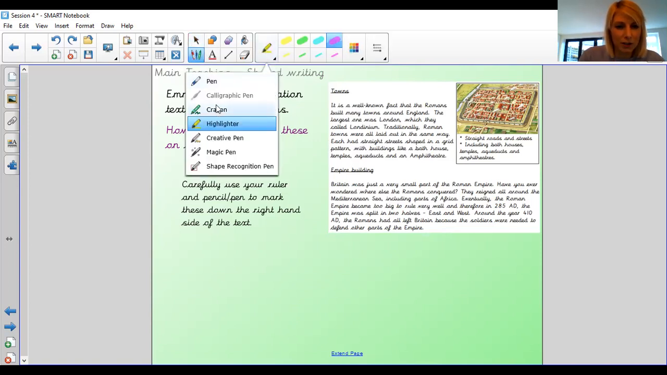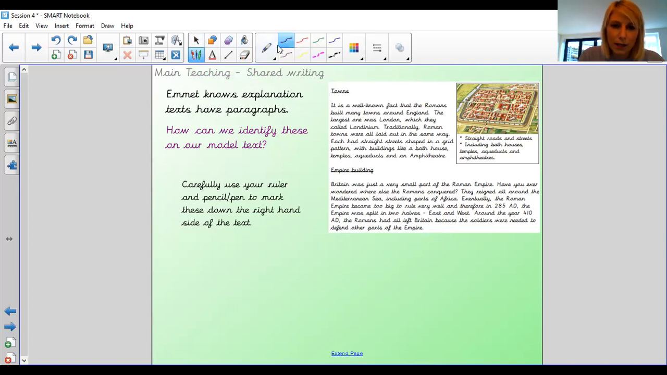So I'm going to change to a pen. I think I'm going to just use black actually to show my paragraphs. So here we are, one paragraph here. I'll try and be nice and neat. You can use a ruler to do this more neatly than me. But there we go. Okay, so I'm just showing where those paragraphs are, okay?